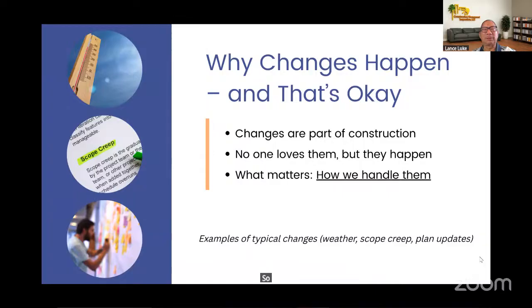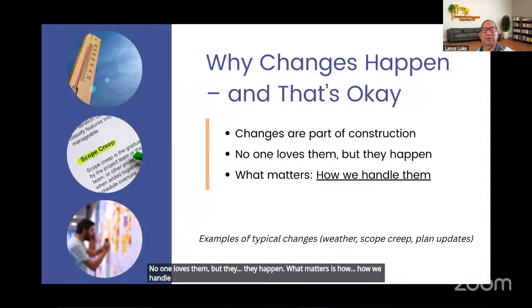So why changes happen? When changes happen, changes usually are pretty much understood. At the end of every project, there's probably going to be a number of changes going on or that happen. Changes are part of construction. That's the norm. No one loves them, but they happen. What matters is how we handle these changes.